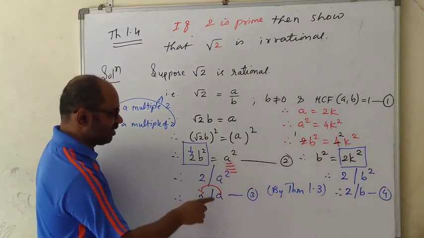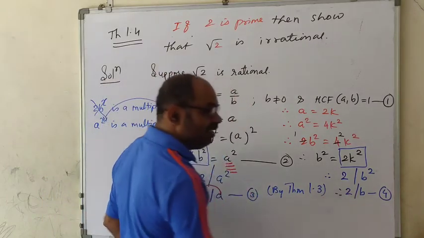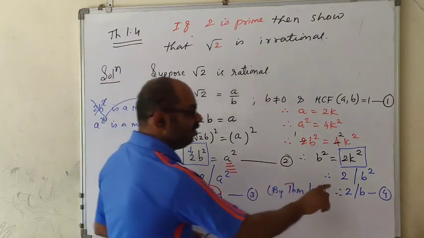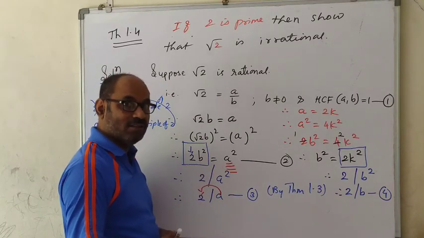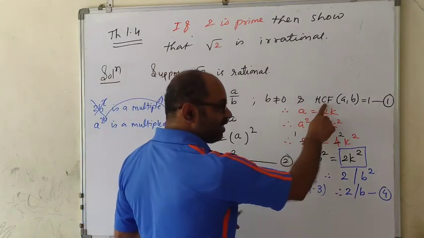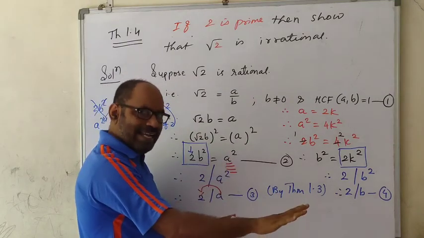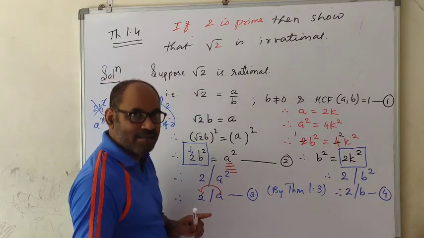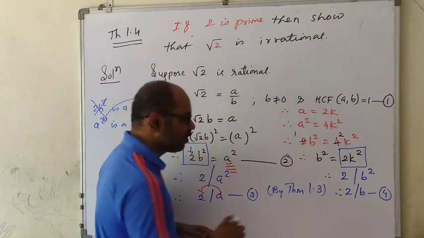Children, look. What is result 3? 2 divides a. Result 4: 2 divides b. Again, difficult. Try to understand. 2 is a factor of a. 2 is a factor of b. That means 2 is a common factor of a and b both. So the HCF of a and b cannot be 1. 1 is always common anyway. But here results 3 and 4 show that 2 is a common factor of a and b. That means the HCF of a and b cannot be 1.